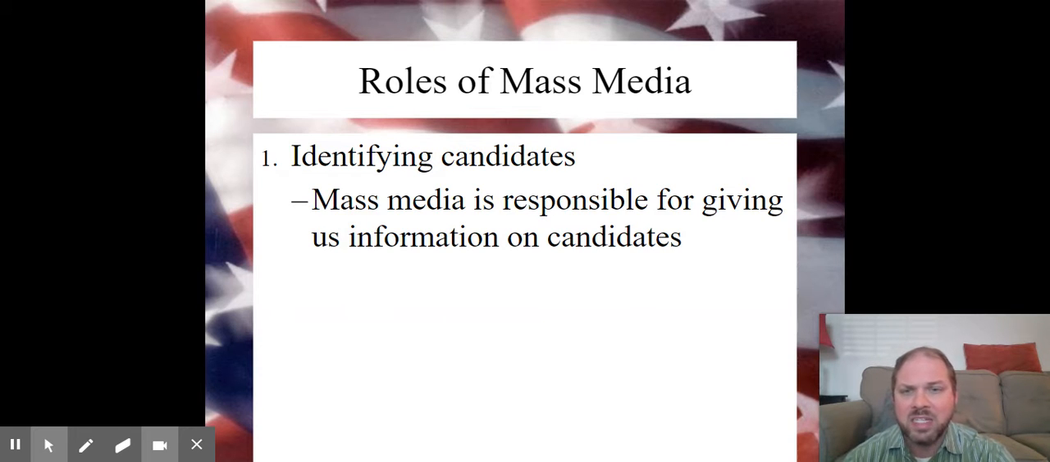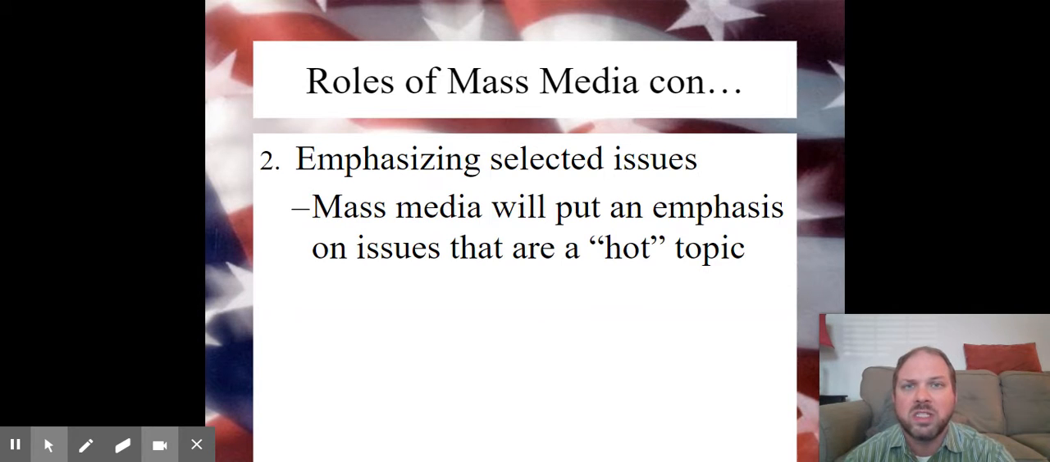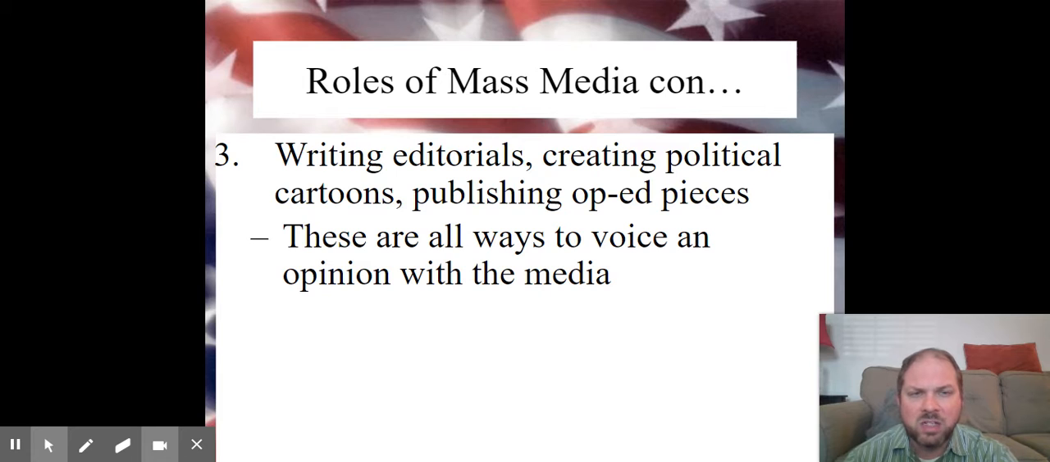They identify the candidates. The mass media is responsible for giving us information about each of the candidates. They emphasize select issues. They put emphasis on issues that are considered hot topics. They write editorials and create political cartoons, publishing op-ed pieces. These are all ways to voice an opinion with the media. This is like what a lot of news does today. They offer their opinion, not necessarily all of the facts.